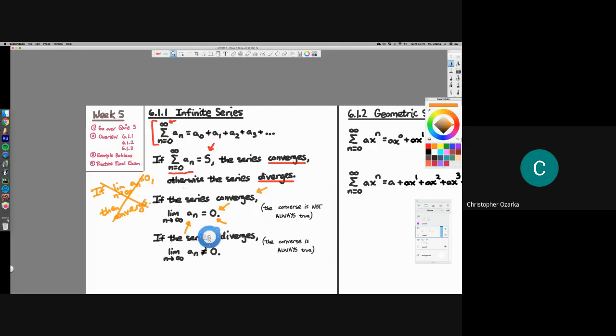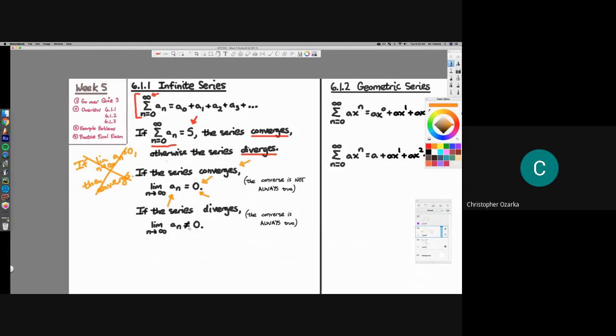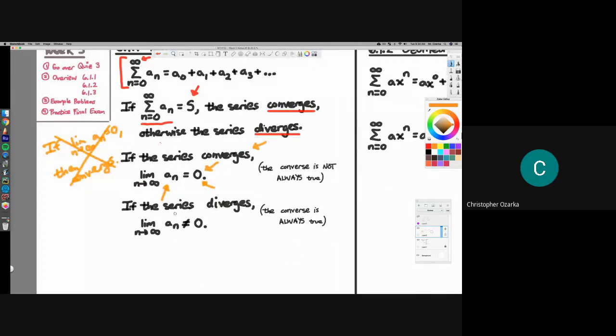It's true this way, not the other way. The divergence test does work. If the limit for the infinitieth term is not equal to 0, then the series diverges. This actually works. The other one does not work, again, because you can think about 1 over n as an example.